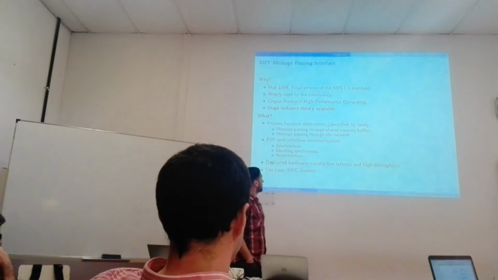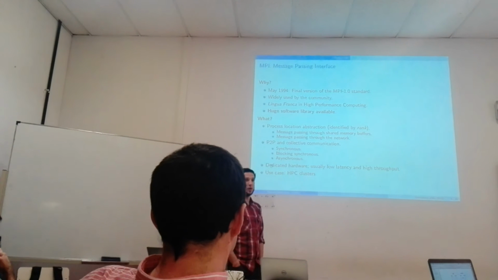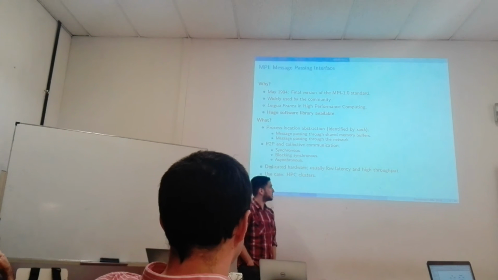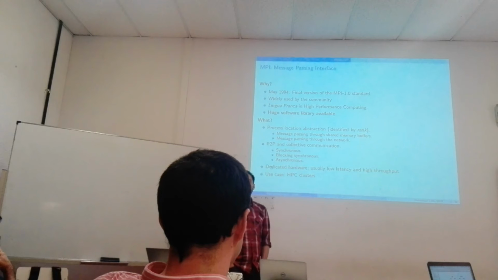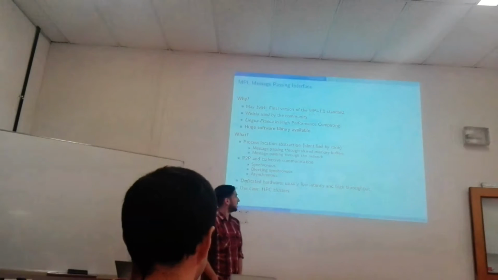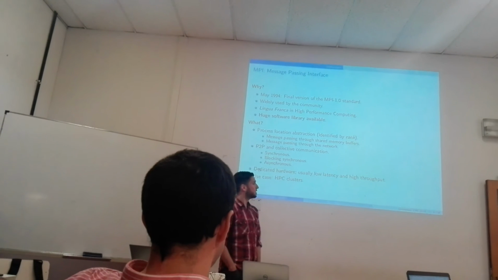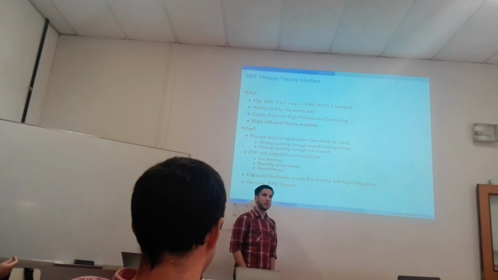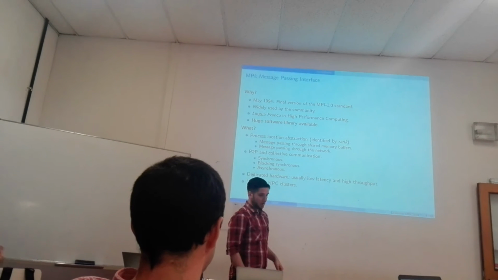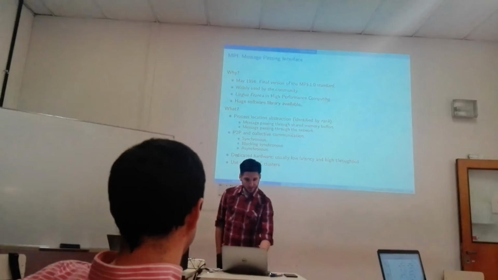So the main use case for MPI is HPC clusters. This kind of facility usually has a low latency network and a very high throughput network. So the nodes are all connected together using a local network.